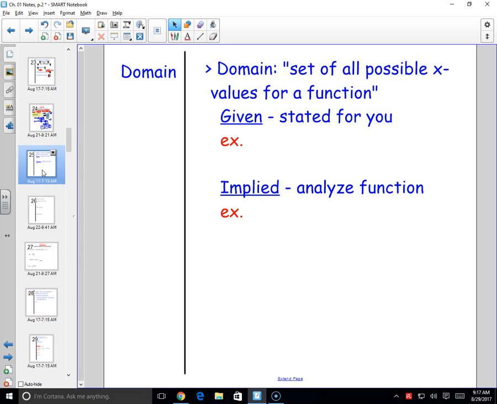I want you guys really quickly to orient yourself with what domain is, okay? According to the definition right here above me, my little highlighter. There he is. Domain is the set of all possible what types of values?